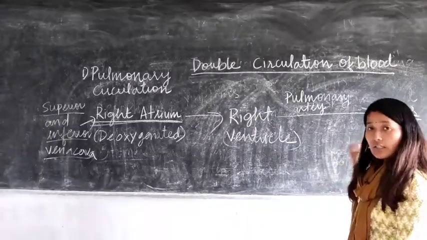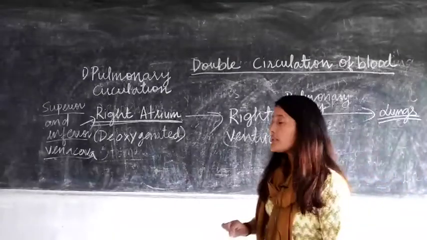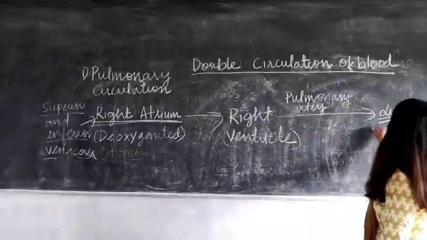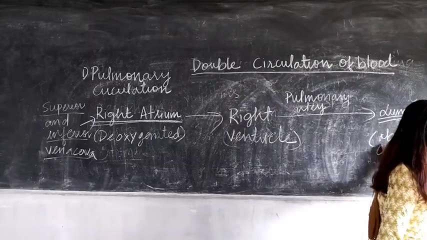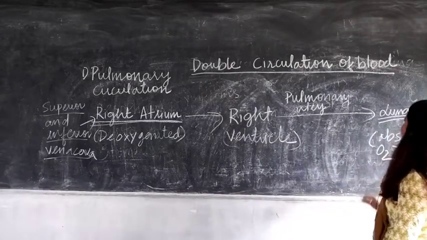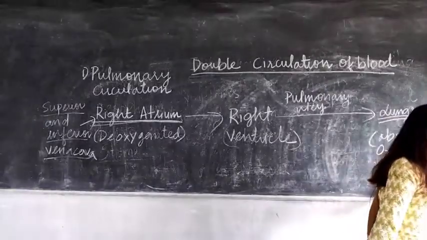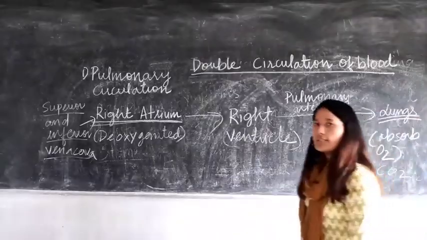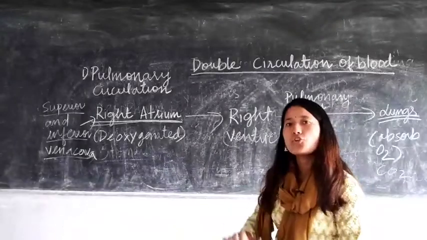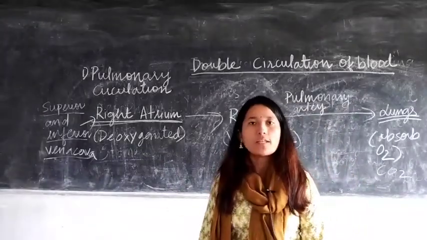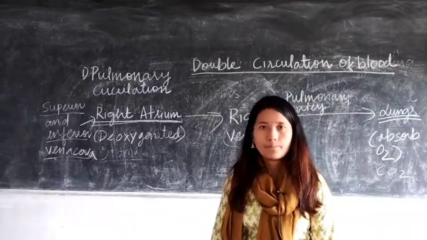Now here in the lungs the exchange of gases takes place. That means the blood will absorb oxygen and give out carbon dioxide. Since the blood which was taken to the lungs was rich in carbon dioxide, it will give back the carbon dioxide to the lungs, and from the lungs it will absorb the oxygen.